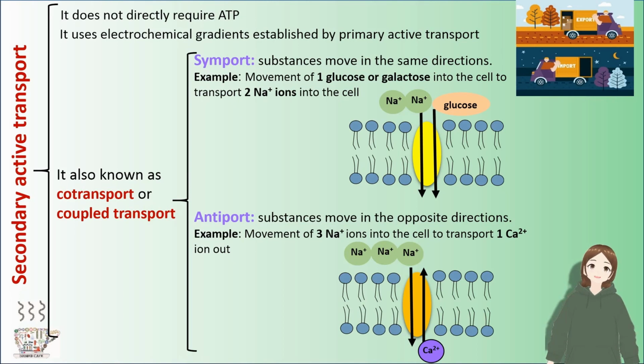And antiport. In antiport, substances move into the opposite directions. One example of antiport is movement of three sodium ions into the cell to transport one calcium ion out. I will explain about carrier proteins in the next video.